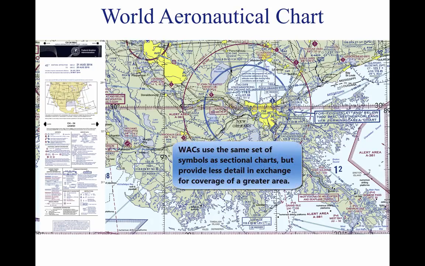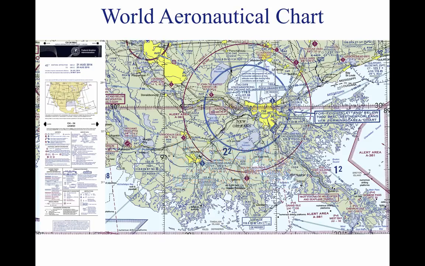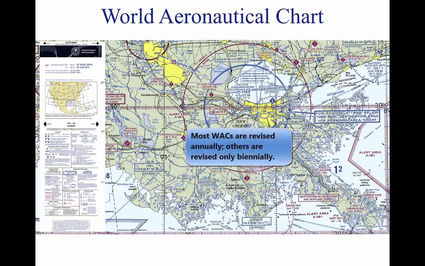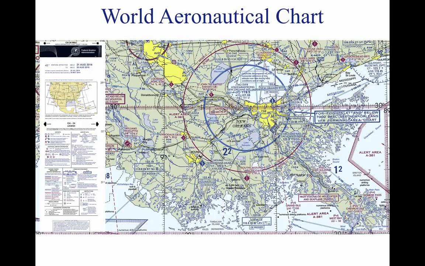These charts are similar to sectional charts, and the symbols are the same, except there is less detail due to the smaller scale. These charts are revised annually, except several Alaskan charts and the Mexican-Caribbean charts, which are revised every 2 years.